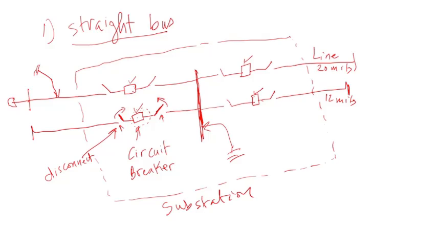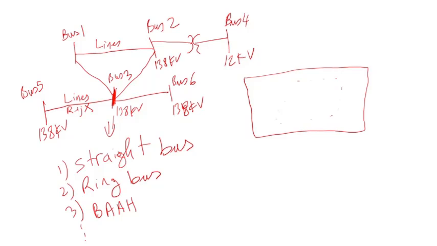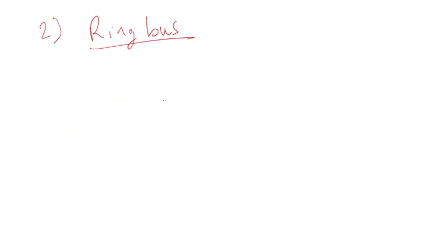Now let's do a ring bus option. For a ring bus, I'm only doing bus 3. So assume this is a substation. For bus 3, I have 4 lines connected to it. That means I'm going to draw 4 breakers.